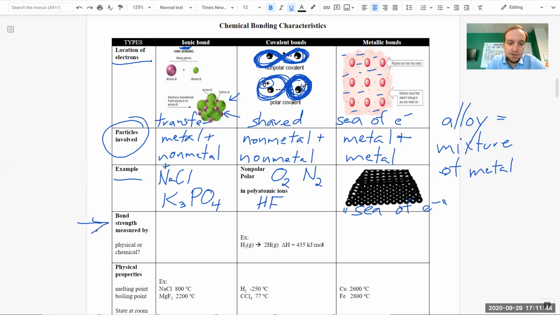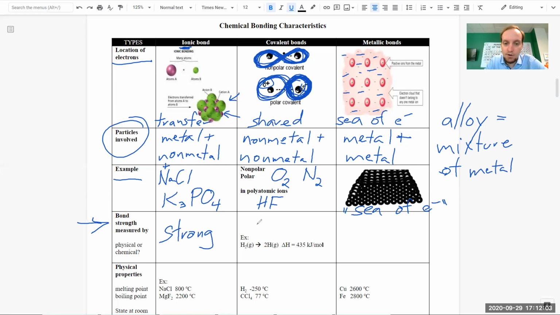But bond strength, these are very strong. In our bodies, these would be our bones and our teeth. We don't have many other ionic bonds in our bodies other than our bones and teeth. These would be things like rocks and stones, concrete, things like that. These are ionic bonds.